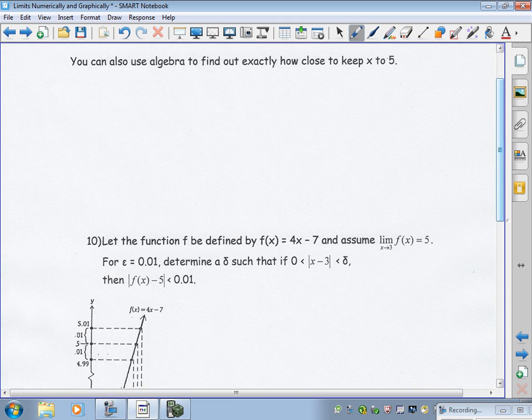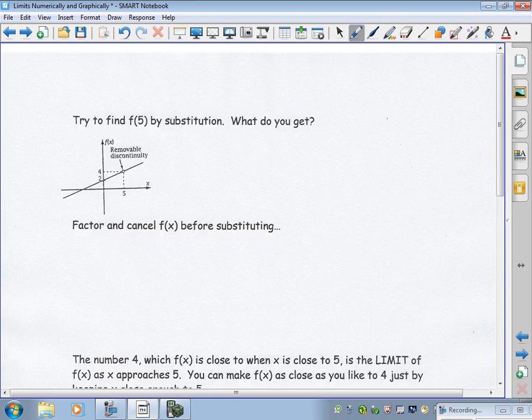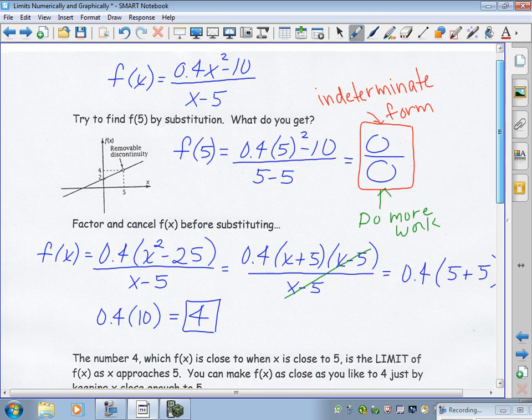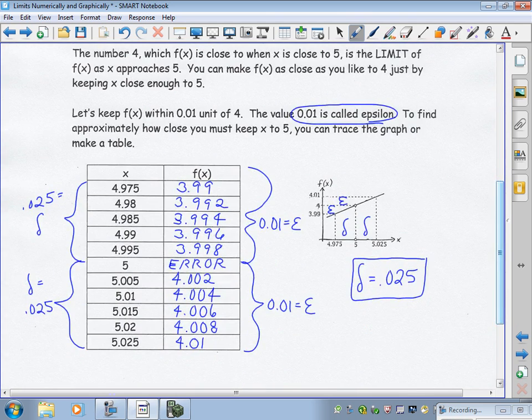You can also use algebra to find out exactly how close to keep x to 5. Let's stick with our epsilon value of 0.01. Let me show you a little algebra trick to come up with the delta. We know, if you look back at the prior page, that the boundaries from that y value of 4 were 3.99 and 4.01. Let me go back. Here we go. Here they are. So we're taking those now. I'm going to do a little bit of algebra with them.